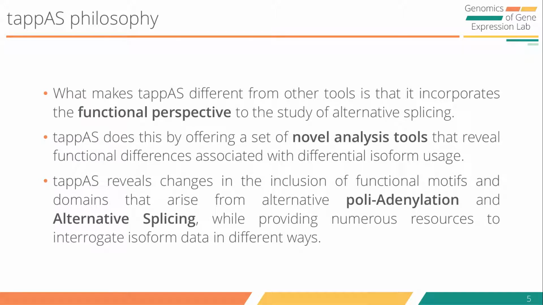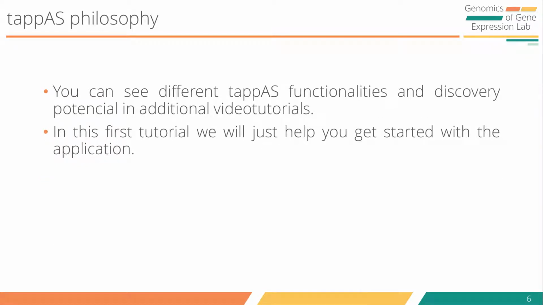Using these analysis tools, tappAS reveals changes in the inclusion of functional motifs and domains that arise from alternative polyadenylation and alternative splicing. You can see tappAS functionalities in additional video tutorials. In this first tutorial, we will just help you get started with the application.